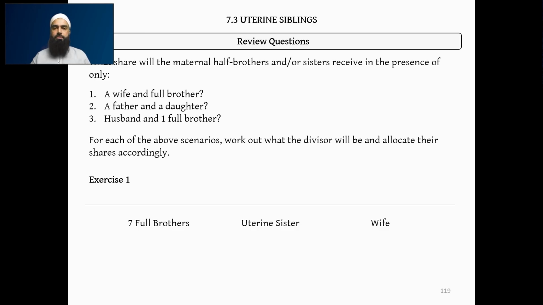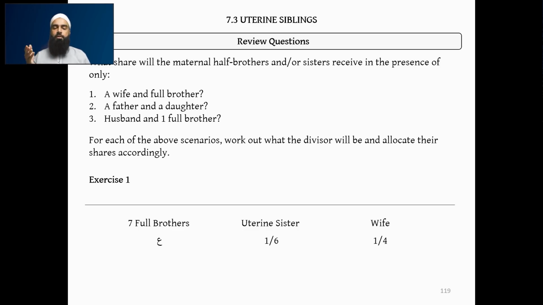Now to reveal the answer, the wife will get a quarter because there's no children. The uterine sister, because there isn't anyone to block her, will receive a 1/6. There's only one of her as well. And the 7 full brothers will receive the remaining, so they will be the agnatic shareholders. So we see that there is a quarter and 1/6, the quarter from group 1 and 1/6 from group 2. So we ignore group 2 and go to group 1, which is the quarter.